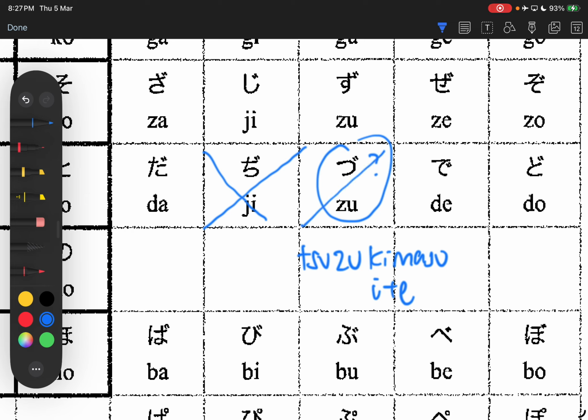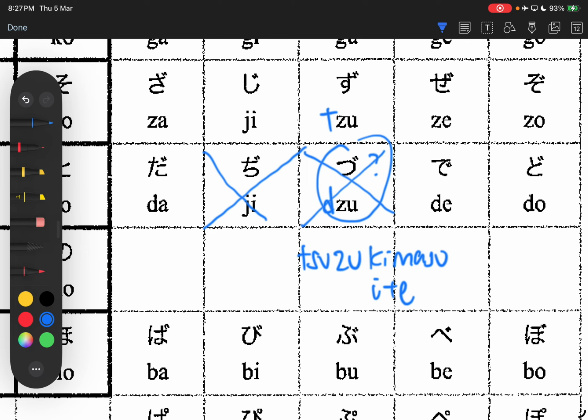So you can cancel it if you want to. It is a word that is very rarely used. I have only seen it in one word only. But anyway, the pronunciation is tsuzuite. So it's the same, think of it as a DZU sound. DZU. So instead of a TZU, it's a DZU.